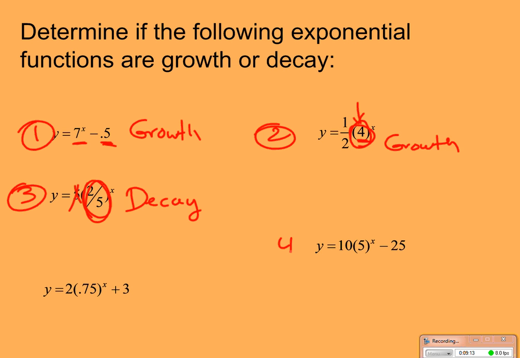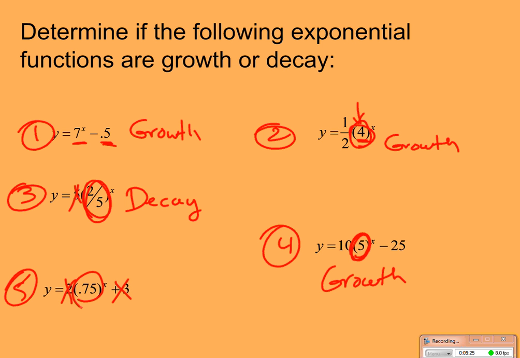For number 4, 5 gets raised to the power. That's bigger than 1. That's growth. And this last one, number 5, I don't care about the 2. I don't care about plus 3. I'm only looking at 0.75. That's going to be decay.